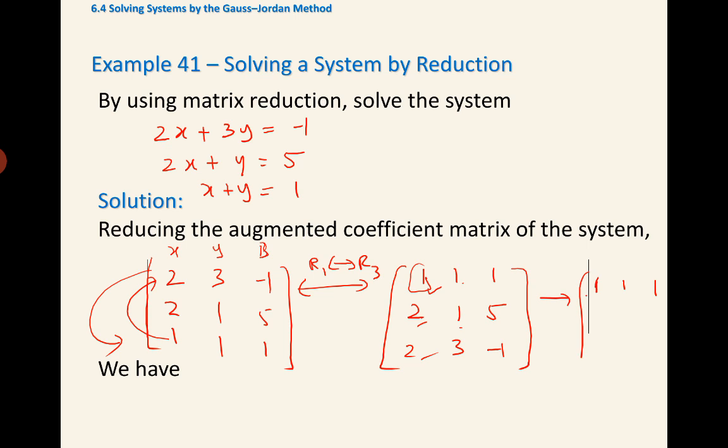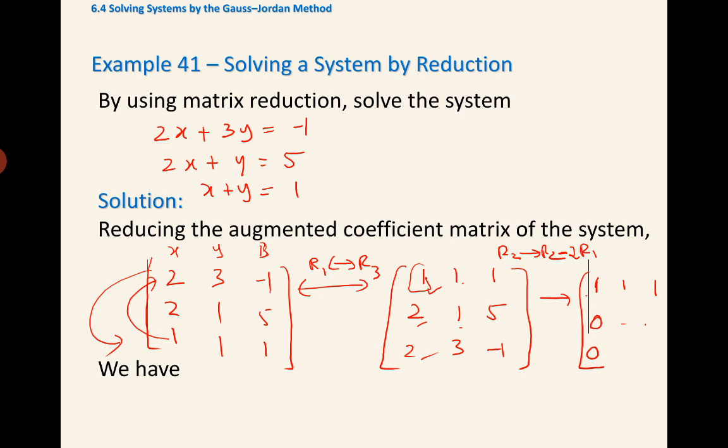So write the formula for row 2 here. What is it? Starting from row 2, we have to use row 1. The operation between them is subtraction because there is no negative here. Subtract 2 times R1. So what do you get? This element and this element will be 0, and we find the remaining two elements.